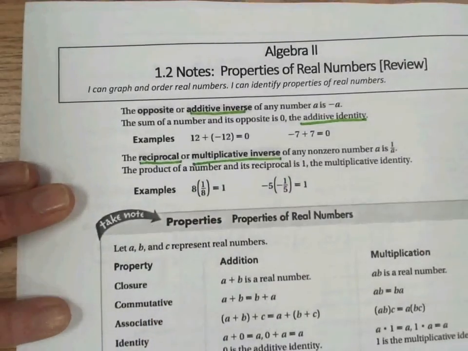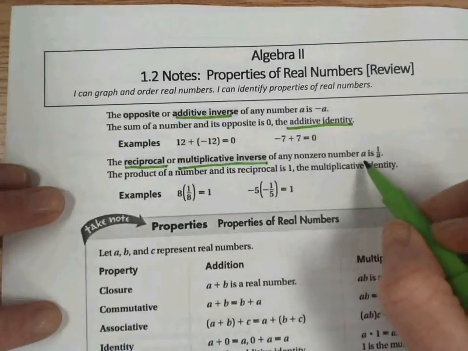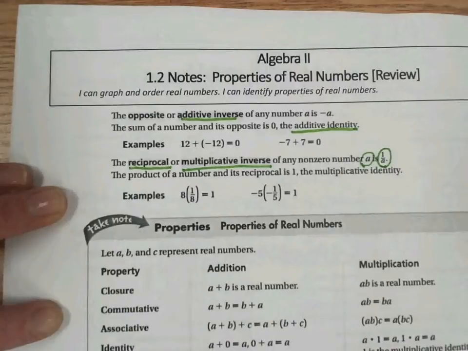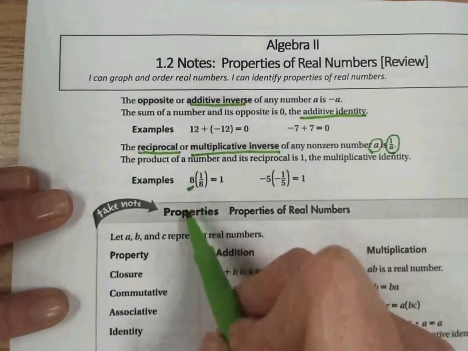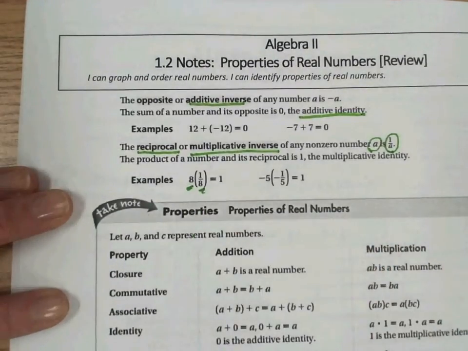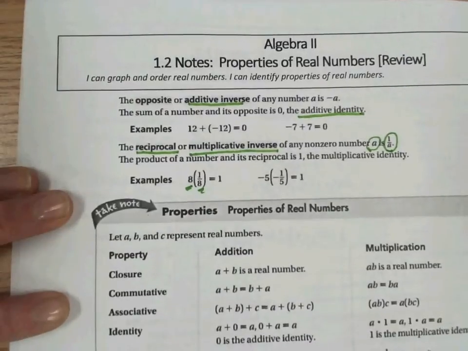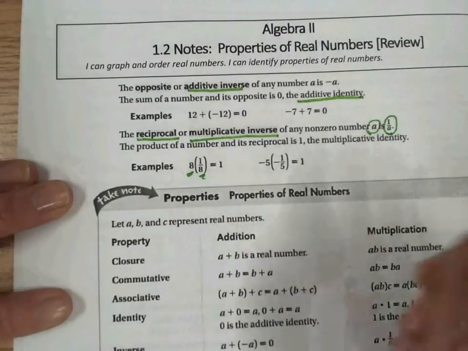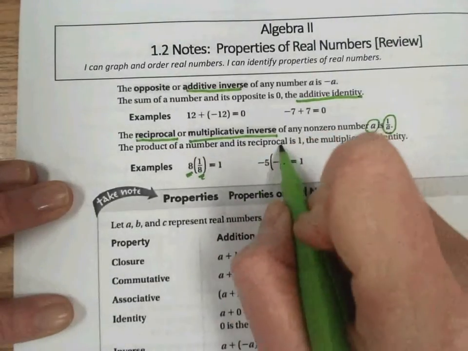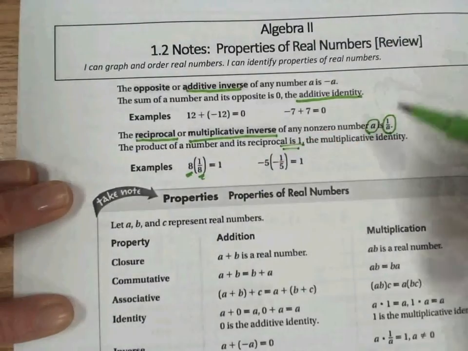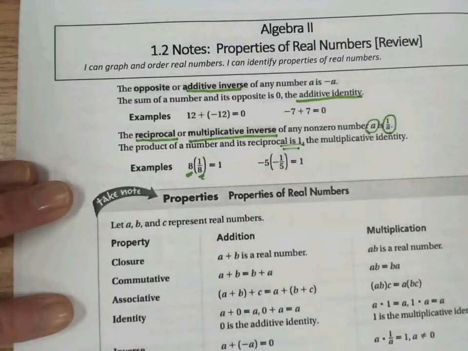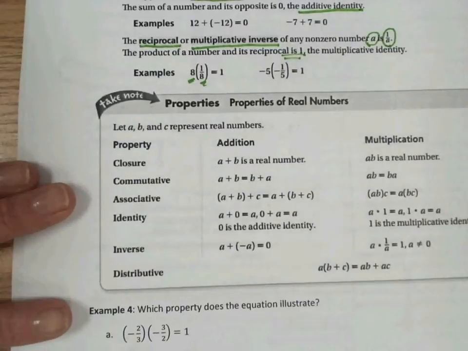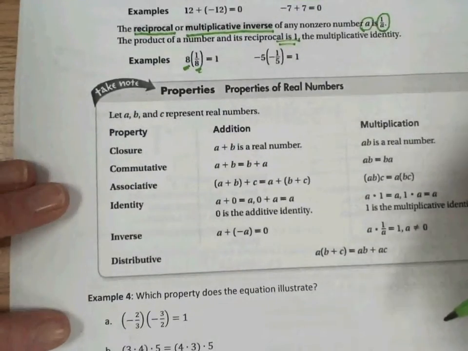Next we talk about the terms reciprocal, also known as the multiplicative inverse, of any non-zero number A, which is 1 over A. So for example, we can see that 8 and 1/8 are multiplicative inverses or reciprocals. And we also know that the product of a number and its reciprocal is always 1. And that comes in handy. These all come in handy as we're solving algebraic expressions.